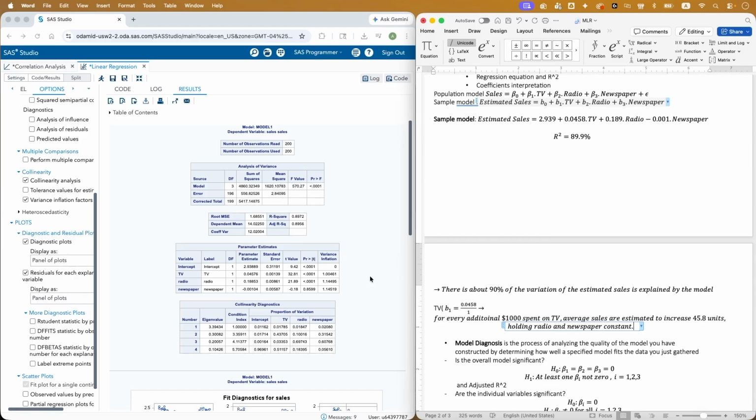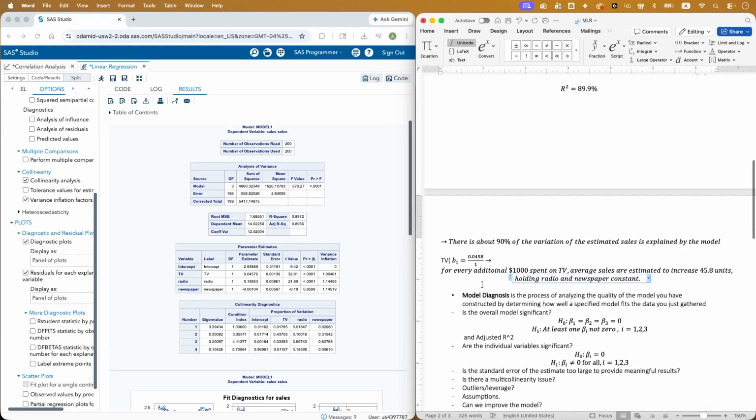And we are going to repeat this for every one. For the radio it is the same. For the newspaper it is the same. We're going to just do the interpretation for all of them. After that, we're going to do the model diagnosis. And I'm going to pause this video. I'm going to start the diagnostics in the next video because it's going to be a very long one. Thank you.